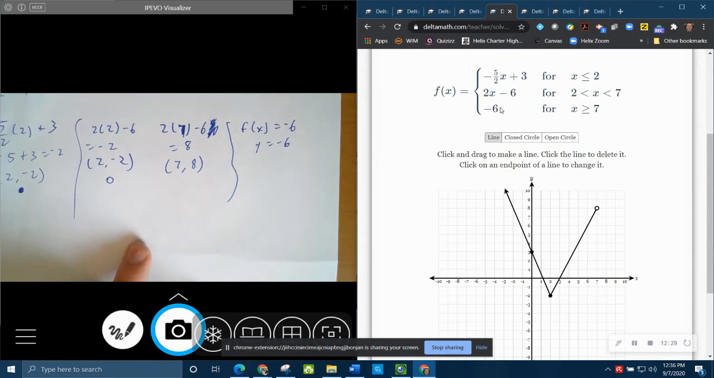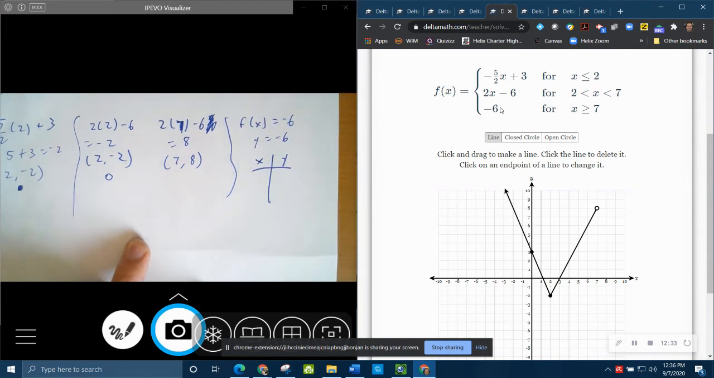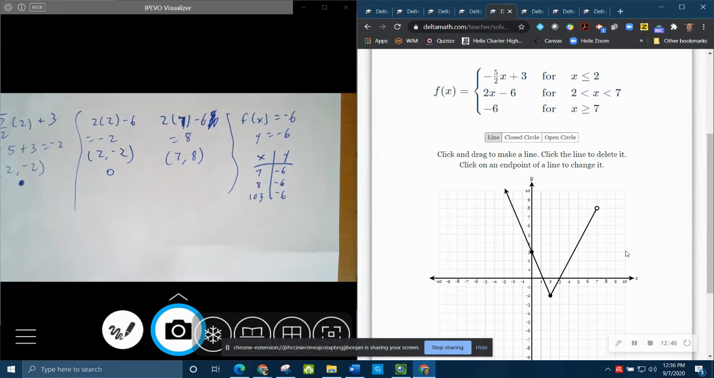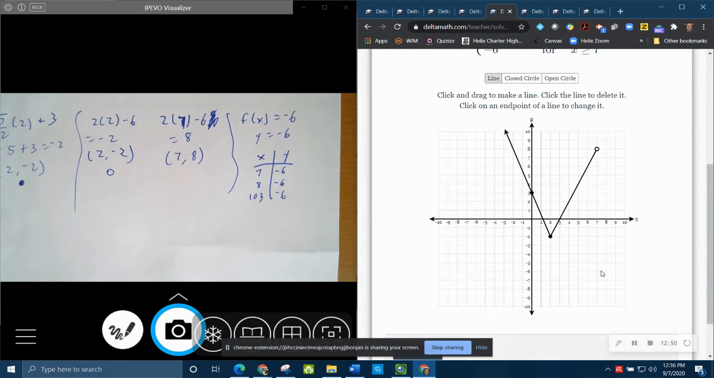That's a horizontal line. This is the rule where it doesn't matter what x is. X can be 7, 8, 100, 3. Regardless, there's no x right here, so you're always getting negative 6, negative 6. It's a constant function. So I'm going to go over to 7, and I'm going to have negative 6. Make sure I get this lined up correctly.